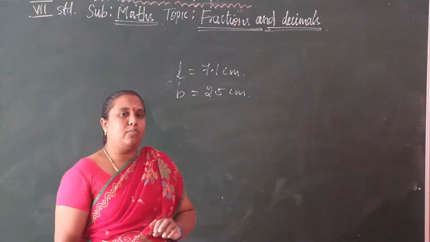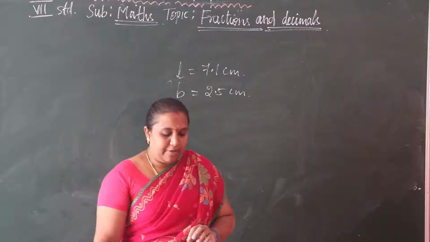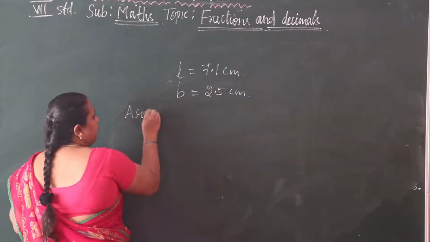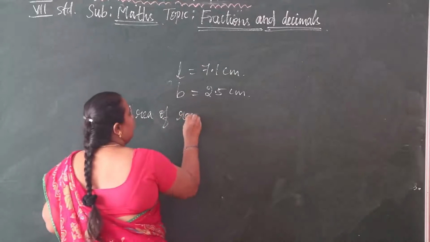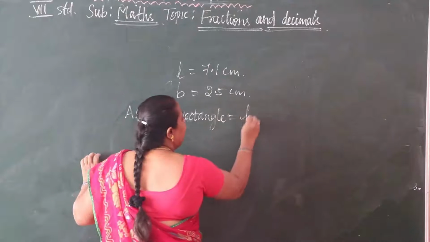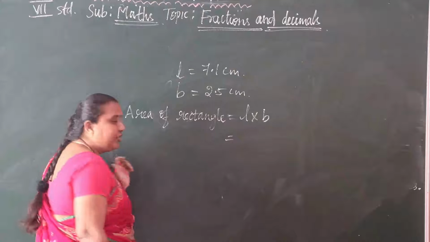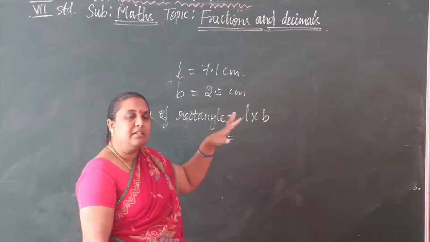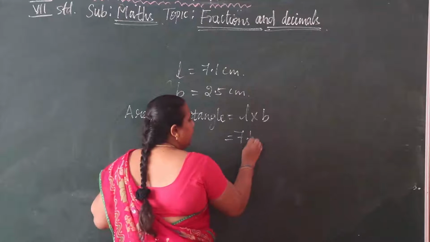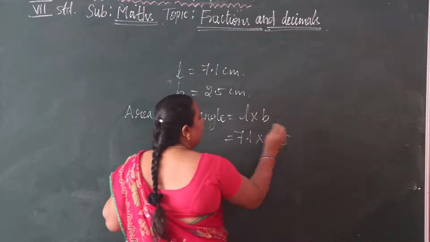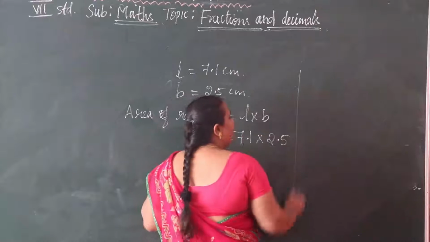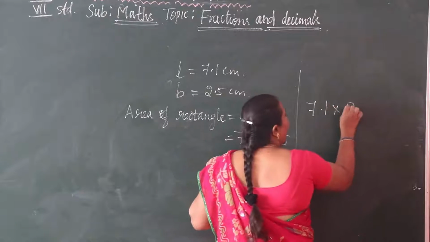What is the area of rectangle formula? L into B. So area of rectangle equals L into B. That is multiplication of a decimal number by a decimal number. So 7.1 into 2.5. Here we want to multiply these two decimal numbers.